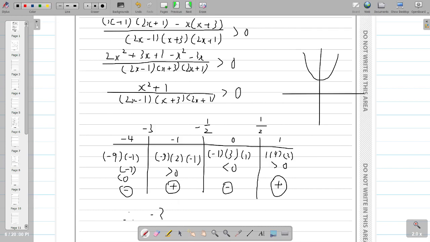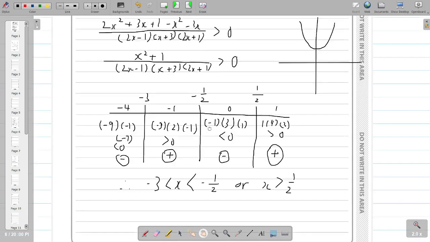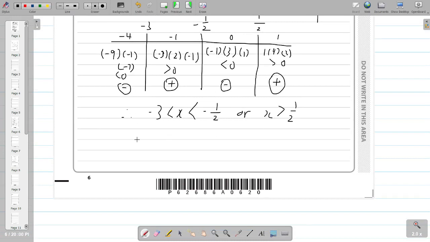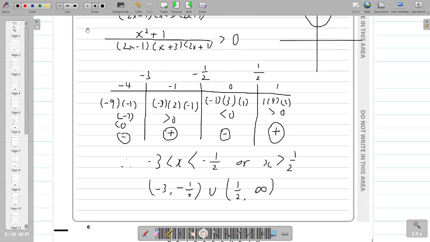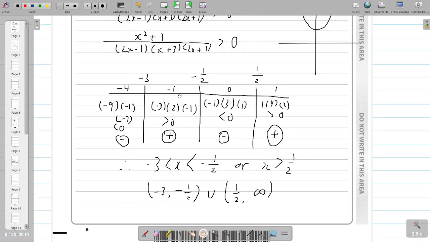So the answer is going to be x must be either between negative 3 and negative half, or x must be greater than half. Or if you want to use interval notation, which you can use, you can say it's between negative 3 and negative half, union half to infinity. The reason there are no closed brackets is because there are no equal signs. So we don't include the boundaries themselves, because that's going to make the denominator 0, and we all know that denominator equals 0 equals bad stuff. That bad stuff is going to happen. All right. So this is our answer for question number 2.